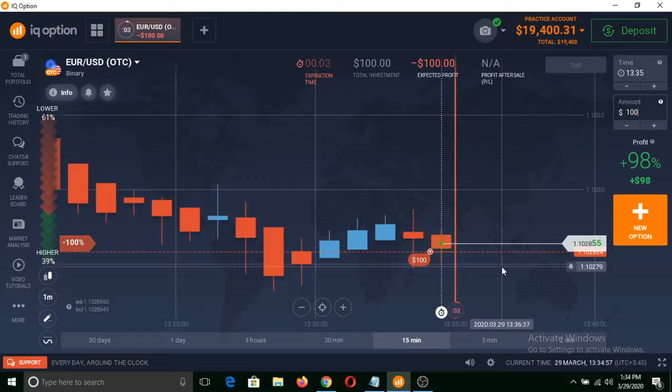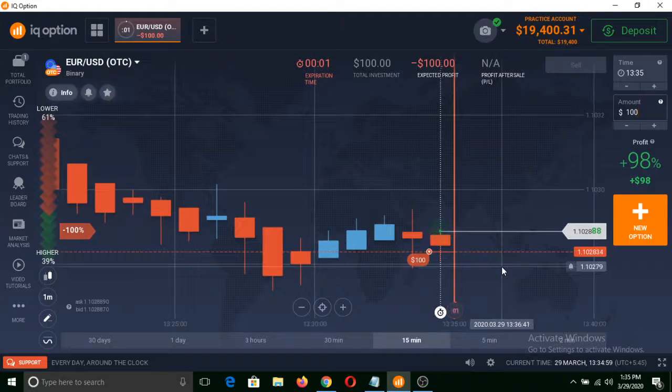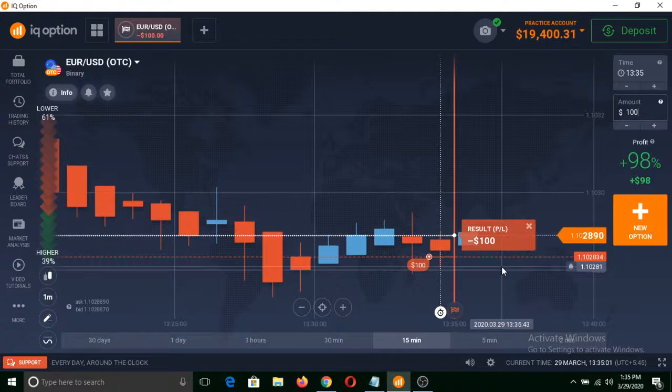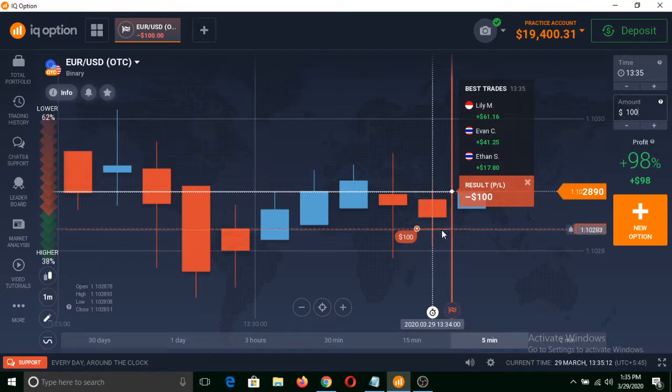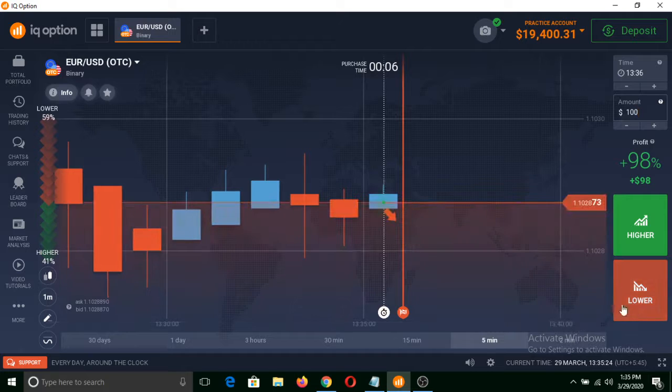Three seconds of expiration time remaining. As you can see, the asset closed with the price above the place where we made this trade. This is the point from where we made this trade, and the price of this asset closed above this red line. That's why we made a loss of $100, because we clicked on lower.